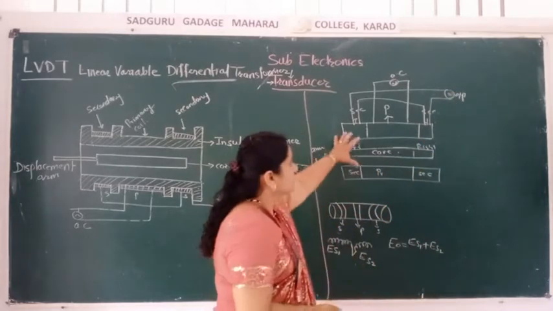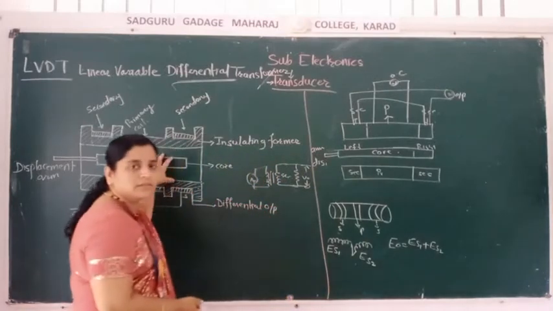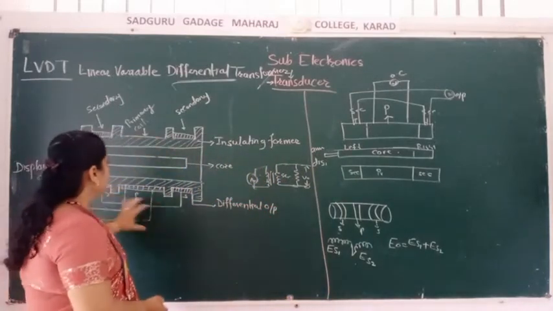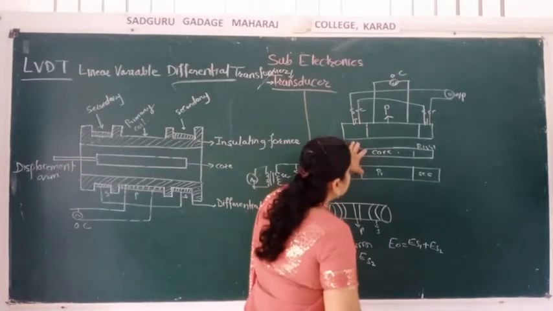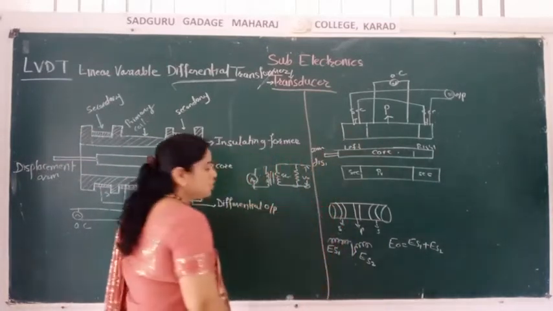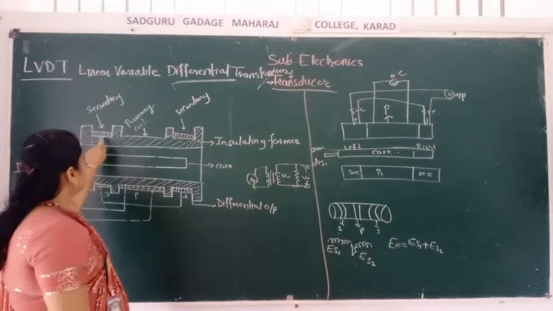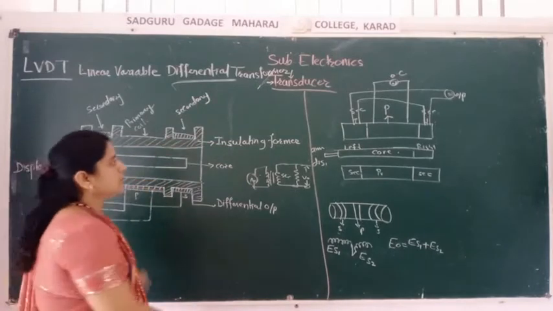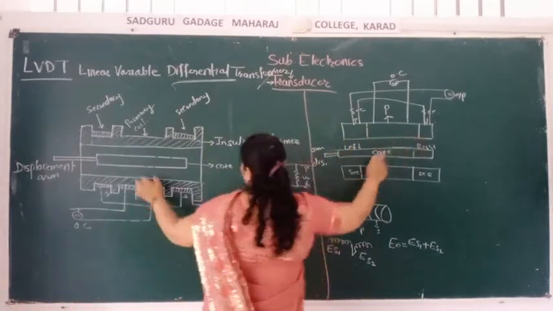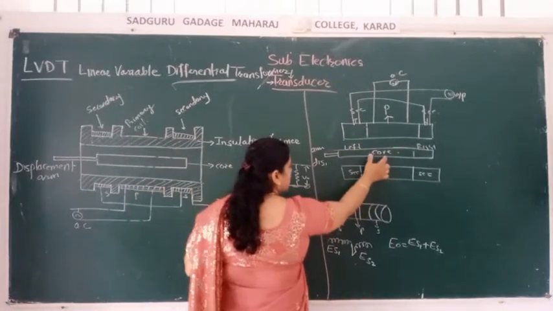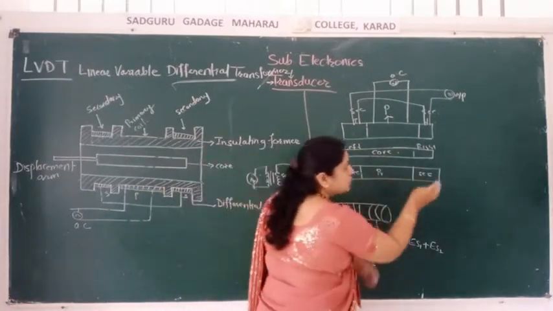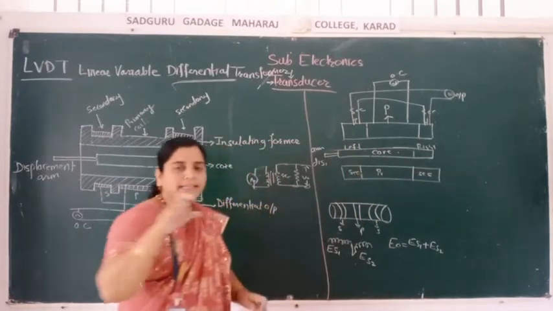This is the internal part of your transducer. What is given here is not shown, so I am showing you the internal part of this transducer. What happens here? There are two secondaries, that is, two secondaries we have taken. Then there is one primary that is common, and this core moves to the left side and to the right side. That is the linear variable.